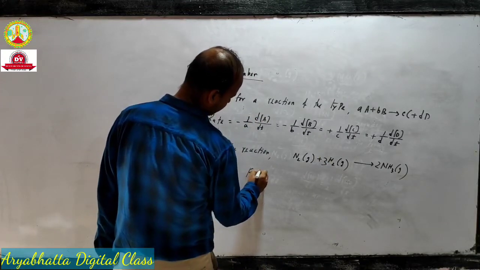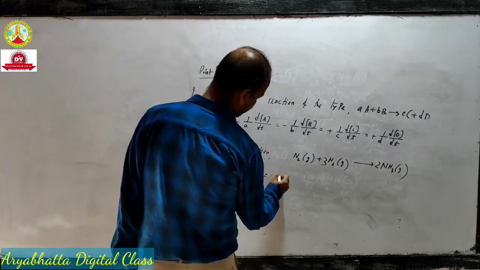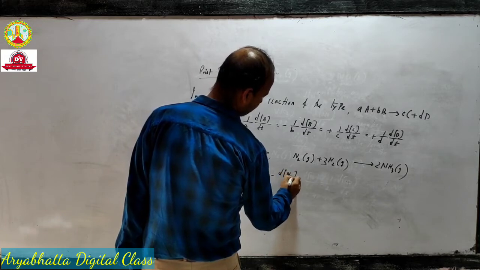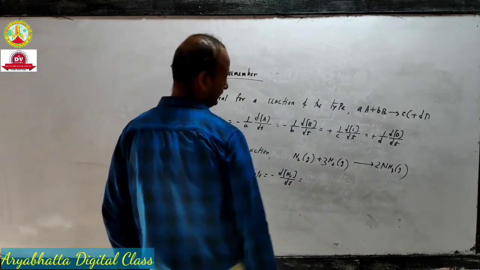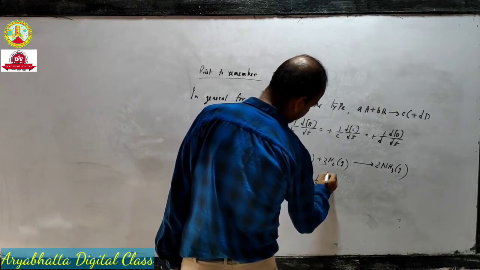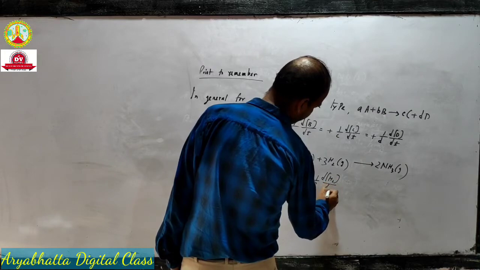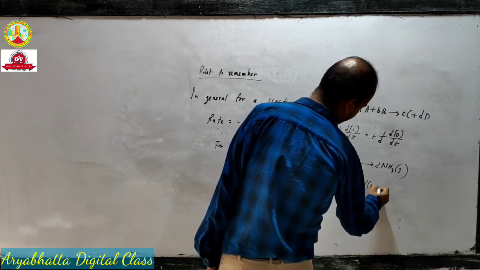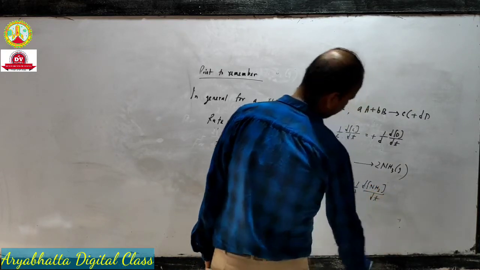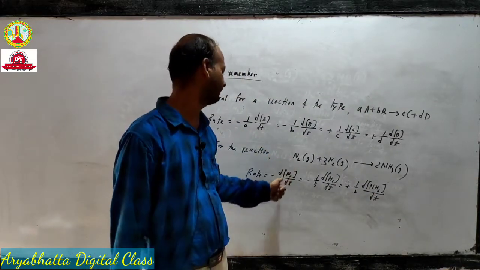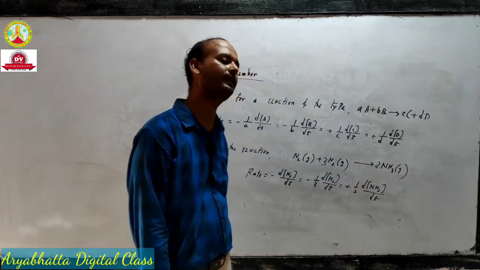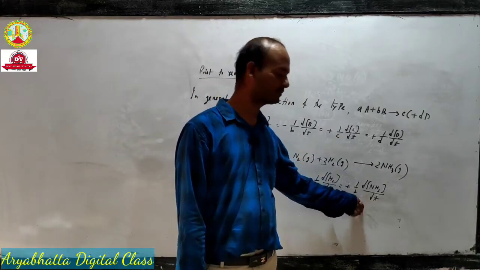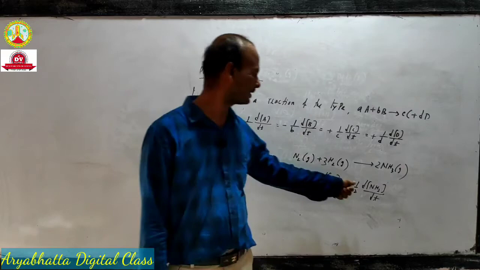तो इसके लिए rate कितना होगा? Rate will be minus 1, here 1 is there na, so this will be dN2 by dt. ये कितना होगा? Minus 1 by 3 dH2 by dt. And this will be plus 1 by 2 dNH3 by dt. Clear? Now देखो this is reactant for this one, this is reactant for this one, and this is product for this one. Indirectly from this we have seen the rate of reaction can be expressed in terms of reactant or also in terms of product. Reactant के हिसाब से भी लिख सकते हो, product के हिसाब से भी लिख सकते हो.